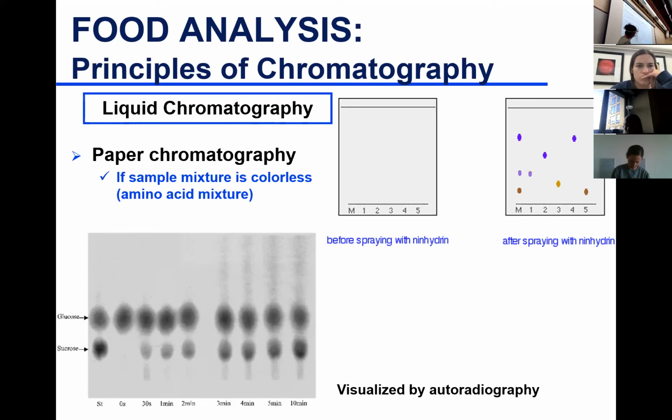So one way of visualizing, depending on the different components that you are trying to separate, one way for amino acid is spraying with a reagent that will give you color like ninhydrin. Like sucrose and glucose here, the example, they are colorless, so you can visualize them by radiography or autoradiography, radioactive element.